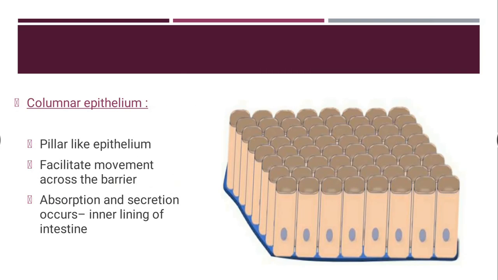Next is the columnar epithelium. It is also known as pillar-like epithelium because of the shape of the cells. The cells are all tall, like pillars. And this epithelium facilitates movement across the barrier. Absorption and secretion occur in this epithelium, so they are found in areas of the body where absorption and secretion occur. That is, they are found in the inner lining of the intestine.